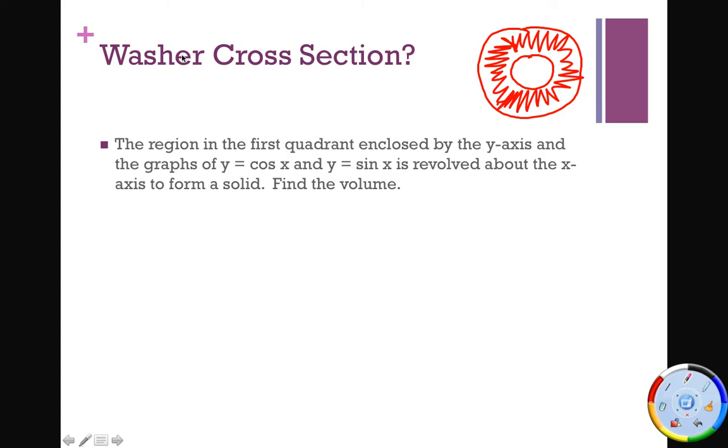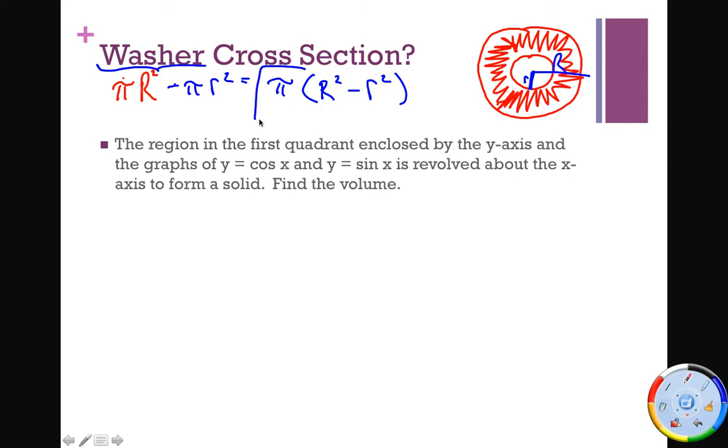Well, you could think of the washer cross section as, well, the big washer would be pi R squared, so you'd have a big R. That would be the whole thing, but we have to take away the little r, or the little circle, which would be pi times little r squared. So there's little r, which we could then write as pi times big radius squared minus little radius squared. And that would actually figure things out. We can actually use these r's as functions of x here in a minute. So this is a washer cross section.